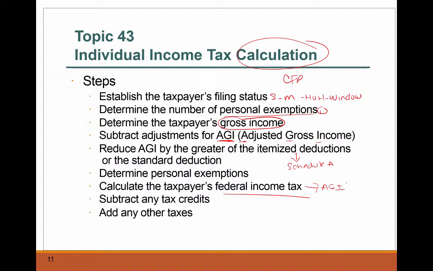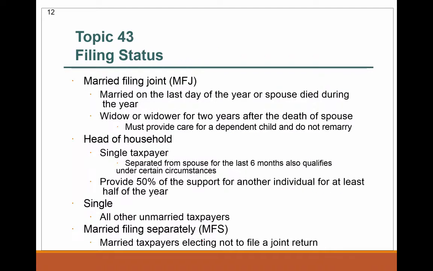as a financial planner, you need to know what the proper filing status for your client is. Make sure of every exemption that they can take, and the deductions that are allowable or not in their situations. So married filing joint is basically on the last day of the year or spouse died during the year. So you're either married on the last day of the year or your spouse died during the year. Now you could be a widow or a widower, and you can claim that for 2 years after the death of a spouse, but you must provide care for a dependent child and you can't remarry.